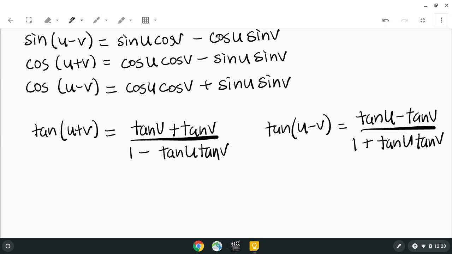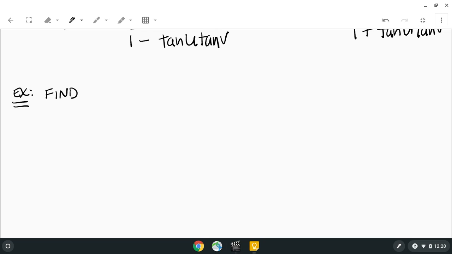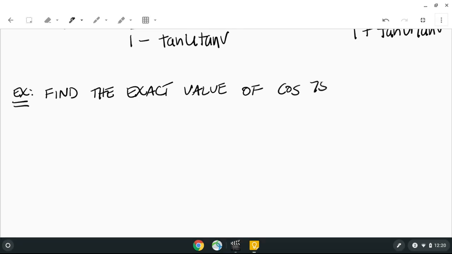So let's take a look at some examples of problems that you would be doing here. You might be asked to find the exact value. That means no decimals, no rounding off. Find the exact value of cosine 75 degrees. So that's not one of the degrees that we've memorized, right? We've memorized 30, 45, and 60, and of course the quadrantal, 0, 90, 180, 270, 360.